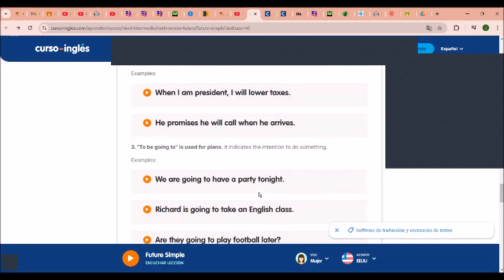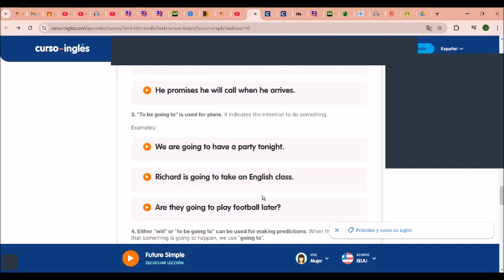If you have a plan, however, we use going to. Brian. To be going to is used for plans. It indicates the intention to do something. Example: we are going to have a party tonight. Richard is going to take an English class. Are they going to play football later?